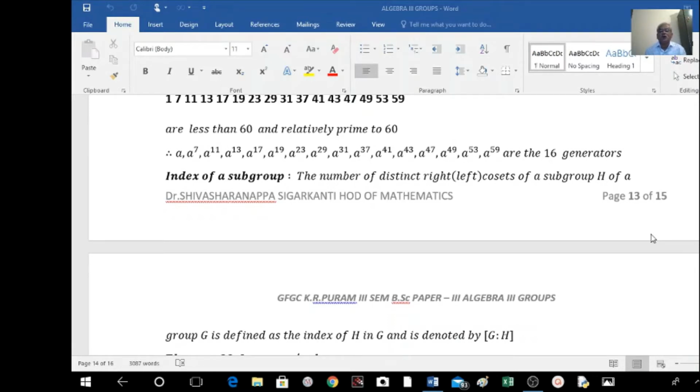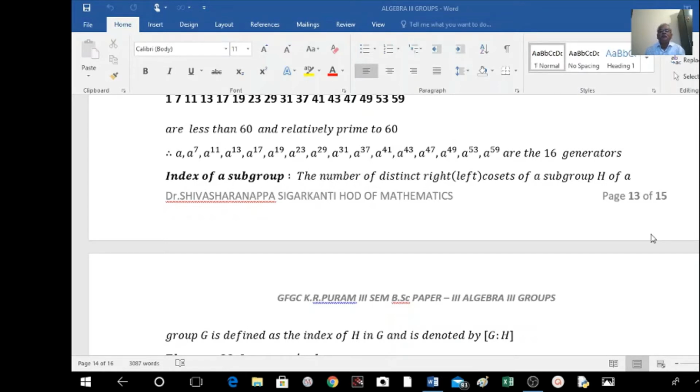No element is common between two right cosets or two left cosets. So if I take the intersection of the distinct right cosets or the distinct left cosets, that must be equal to the empty set because no element is common. Suppose a is an element of G, then a belongs to Ha. And suppose b is an element of G, then b belongs to Hb.